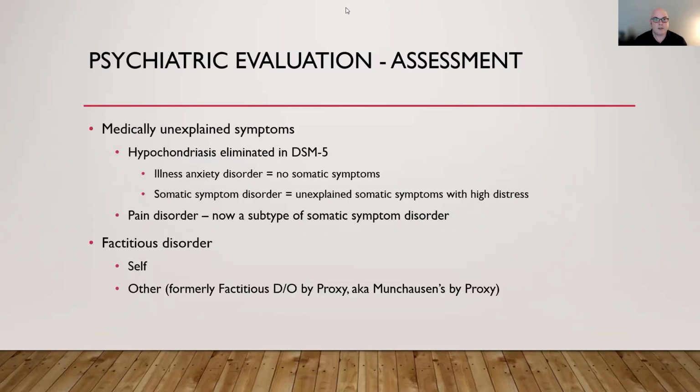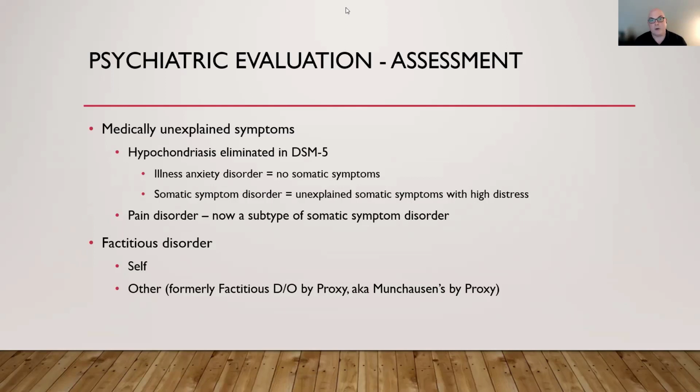Medically unexplained symptoms is your last diagnostic category. There used to be what we call hypochondriasis, hypochondria, sort of an exaggerated fear of medical illness. That's been eliminated in the DSM-5. It's been replaced by either illness anxiety disorder, so this is the patient that's not having any somatic symptoms whatsoever. They're not feeling anything, but they fear that they have a certain illness, or somatic symptom disorder, where they're having some sort of vague somatic symptom.